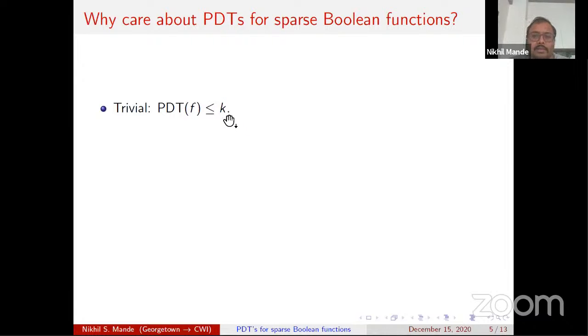Why is this? Just write out the Fourier expansion of f. Query all of the parities that are in the Fourier expansion. Once you have the answer, just plug it back into the Fourier expansion and you know the value of f.